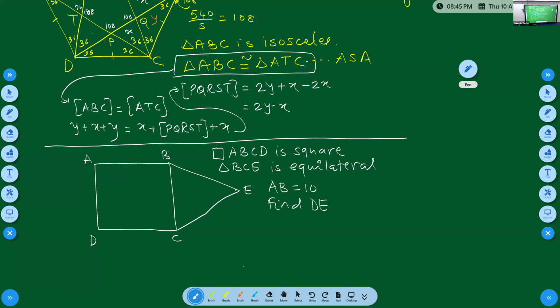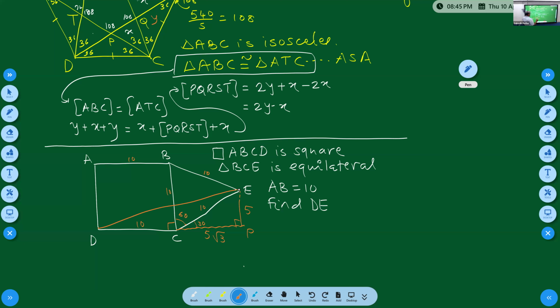Okay, so this is a problem where maybe you have to do construction, go out, draw perpendicular. This is 10. Everywhere it is 10. Okay, this is 60. This is 90. Therefore, this is 30. This is 90. Therefore, suppose this point is P, this is 5. This is 5 root 3. So we want to find out DE.